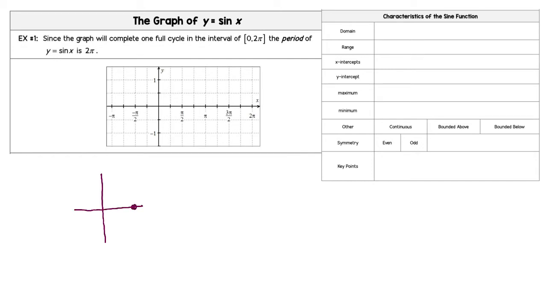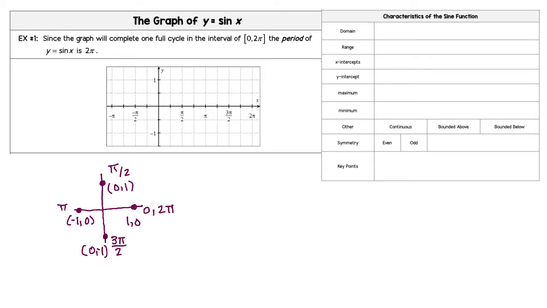And on that we had over here at 0 and 2 pi, the ordered pair of 1, 0. And then up here at pi over 2, we had 0, 1. Back here at pi, we had negative 1, 0. At the bottom, we had 3 pi over 2, and that was at 0, negative 1.